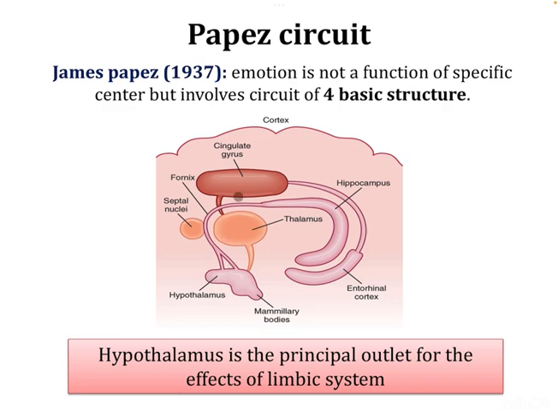In Papez circuit, fornix connects the hippocampus to mammillary bodies of hypothalamus, which in turn projects to anterior nuclei of thalamus. This thalamic nuclei in turn sends fibers to the cingulate gyrus, which then completes the circuit by sending fibers again to hippocampus. Hypothalamus is the principal outlet for effects of limbic system. Through these interconnections, limbic system and hypothalamus appear to cooperate in the neural basis of emotional states.